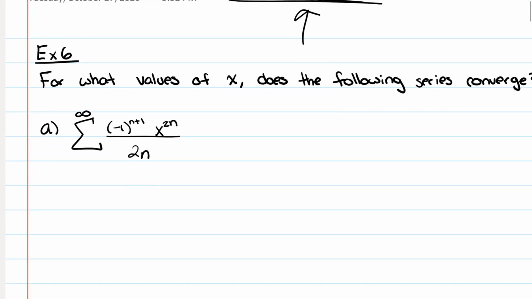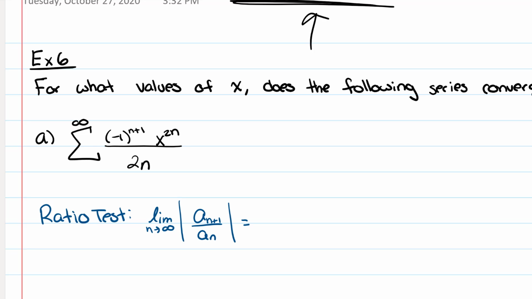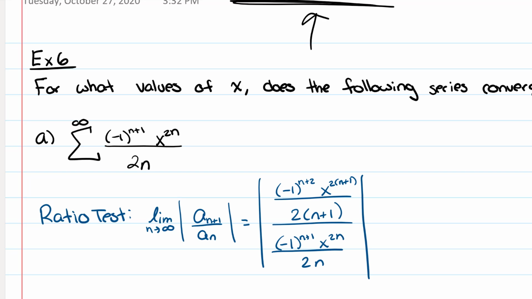So when I look at these, whenever I want to find an interval of convergence, my brain automatically goes to the ratio test because it already has absolute values in it, and it'll tell me if it absolutely converges, which is better than just conditionally converging. So we write out the ratio test. It's the limit as n approaches infinity of the absolute value of a sub n plus 1 divided by a sub n. So now I just take a second and write all that out, and make sure I put absolute value bars around it.